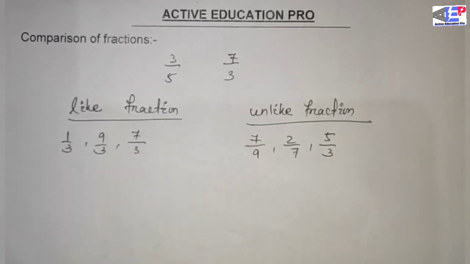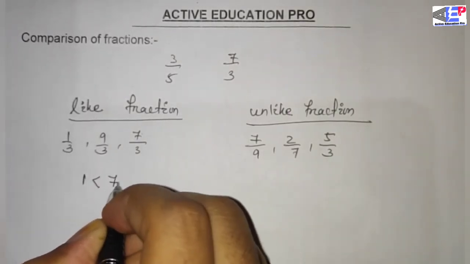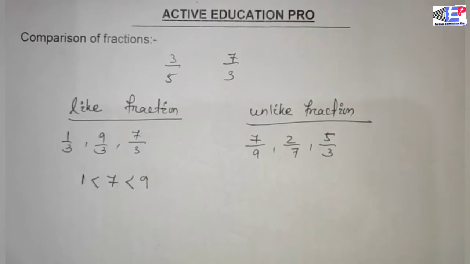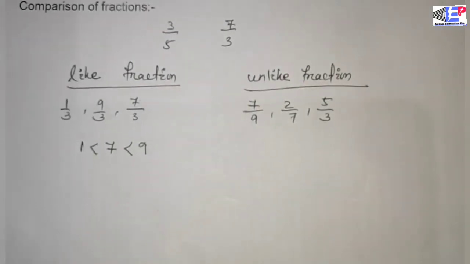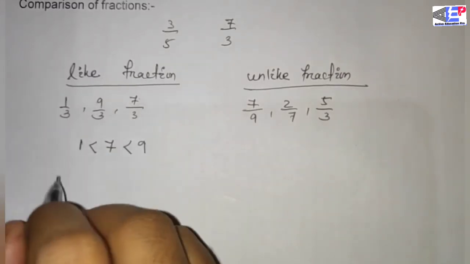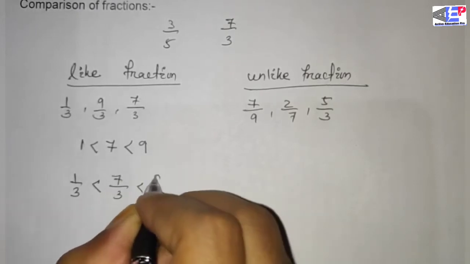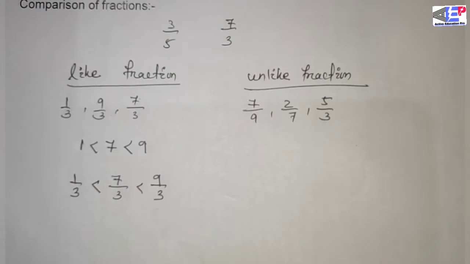According to our whole number system, we know that 1 is less than 7, which is less than 9, on a number line. So now you can write, according to their numerators, 1 by 3 is less than 7 by 3 is less than 9 by 3. It is very easy to compare like fractions. According to their numerator's value, you can write the fractions in ascending or descending order.